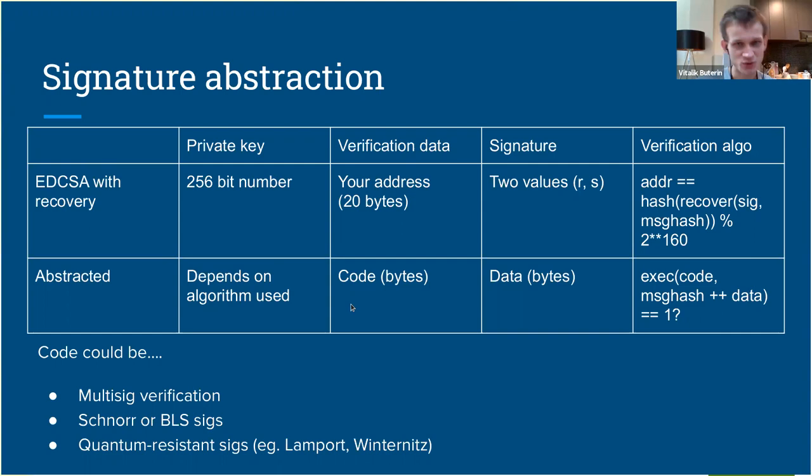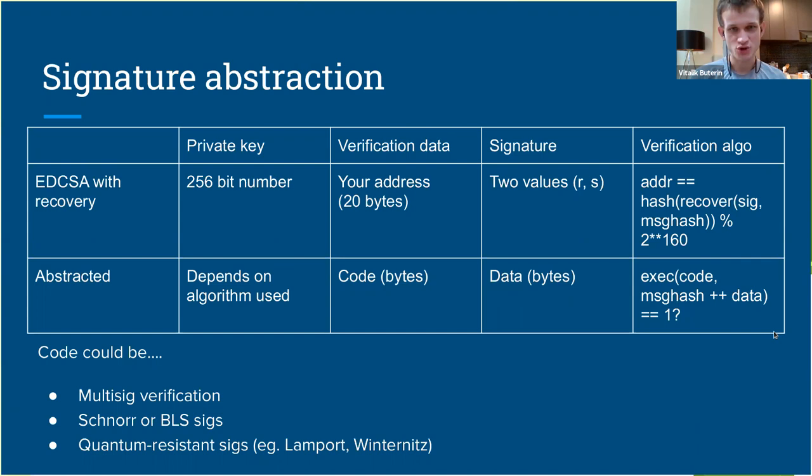The signature would be arbitrary data, and different code would expect signatures that have different formats. Then the verification algorithm would say, execute the code with the message hash and the data as input, and check whether or not it returns true. So this is the kind of format within which you can basically put any kind of signature verification, right?